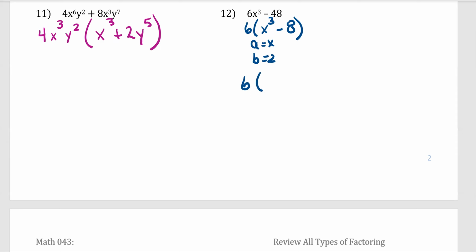We factor x cubed minus 8. That's x minus 2 times x squared plus 2x plus 4: same, opposite, always positive. And those are definitely review from the previous lesson.